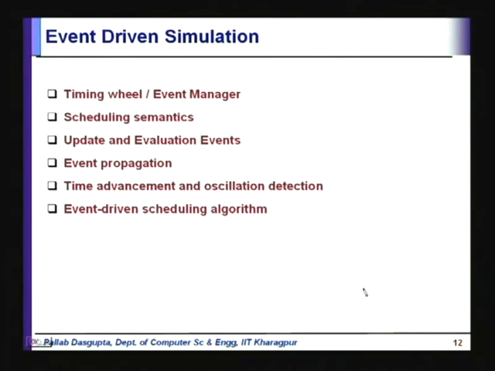So, we are going to go into event driven simulation now and study how an event driven simulator works. The things that we are going to look at: there is a notion of an event manager, whose role is to schedule all the events that are taking place within the circuit. Then we will look at the scheduling semantics, the way the language is interpreted in terms of the way the actual events are scheduled by the simulator. Then the update and evaluation events. There are two different things here: one is that a signal actually changes, which is an update event, and the evaluation event is where you do not know whether it will change or not, so you still have to evaluate that logic. Then we will see how events propagate through the circuit and how we do time advancement and oscillation detection. And finally, we will summarize this whole thing with the event driven simulation algorithm.